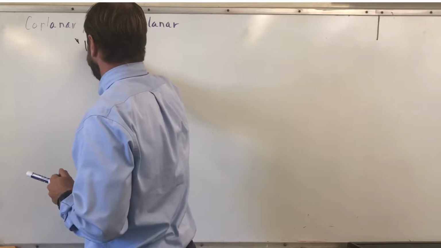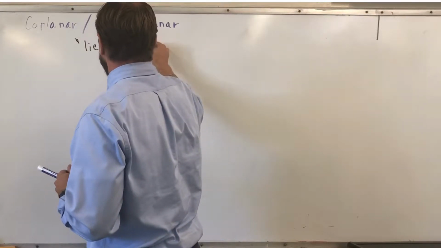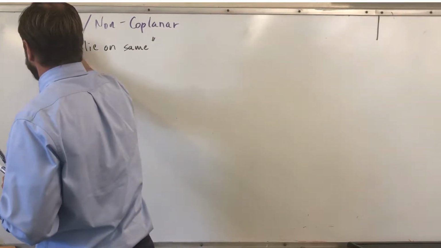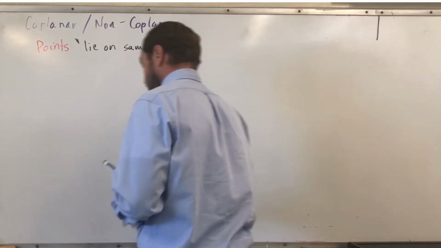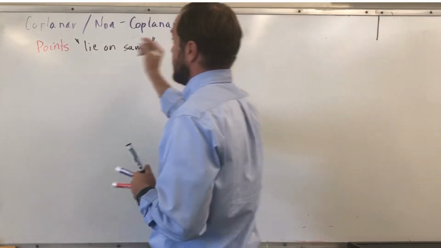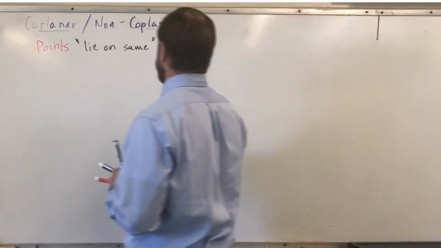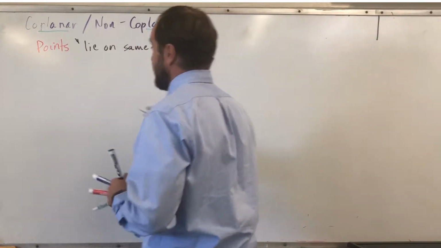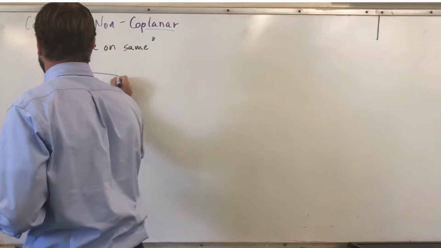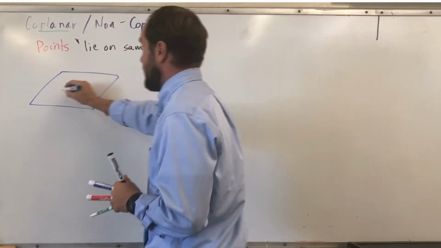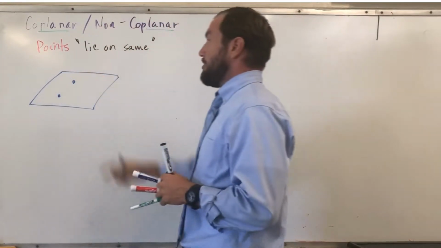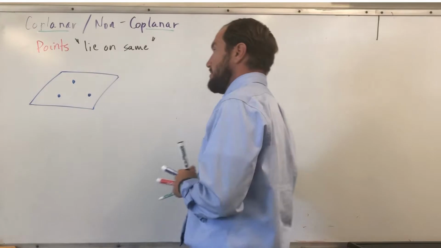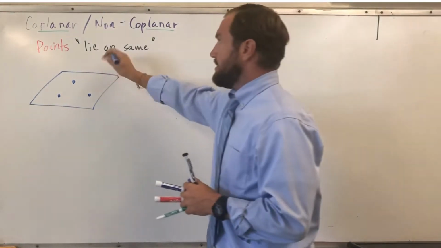"Lie on same," right? And that's the one important piece we're taking from the other definition of collinear and points. But what's different about this, like we discussed, is the idea that we're not talking about lines anymore. We're talking about planes, okay? And coplanar would be talking about points that are lying on the same plane. Now it could be 2 points that we're talking about, or 3, or any amount of points. And we're going to get to the definition of plane too.